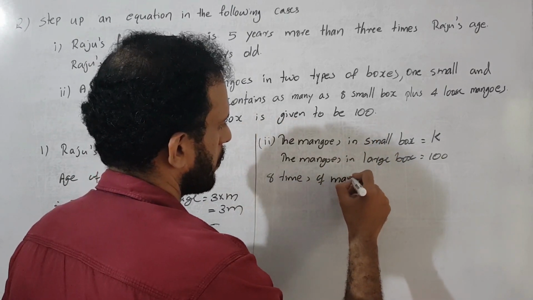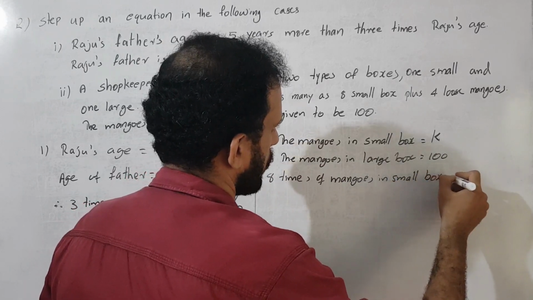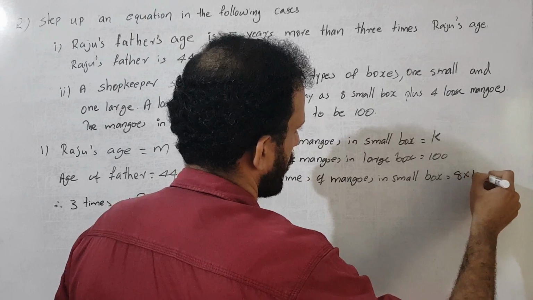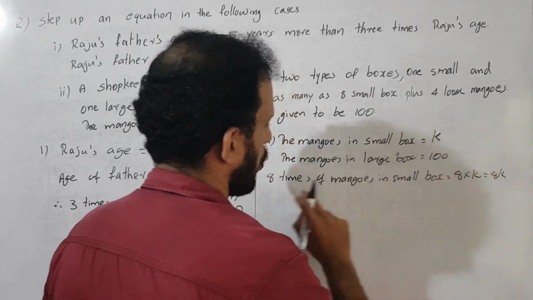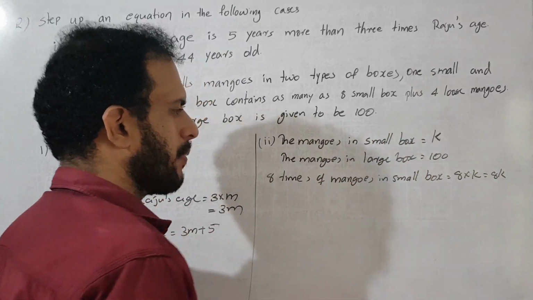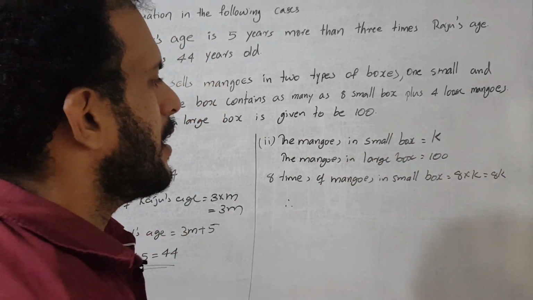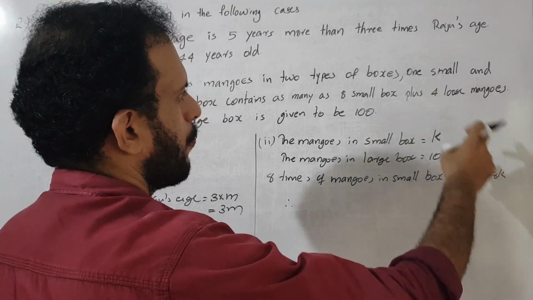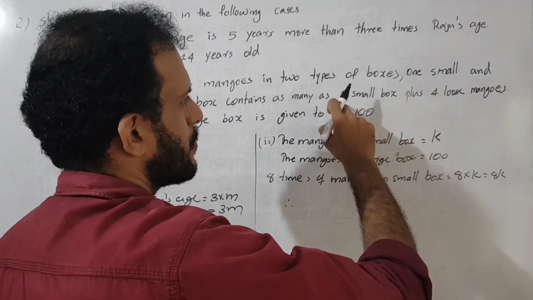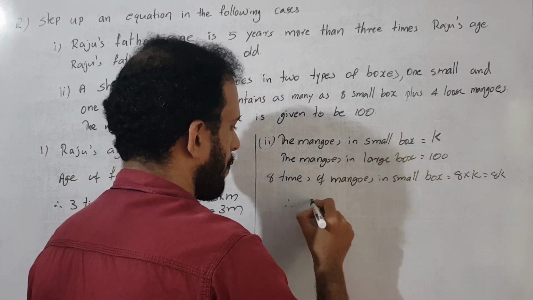Mangoes in a small box is equal to 8 into k is equal to 8k. It's not necessary to write this sentence like this. You can write the equation directly, not a problem. Okay, therefore how do we create it? Then we need to add 4 to 8 times of the mangoes in a small box, then 8k plus 4.